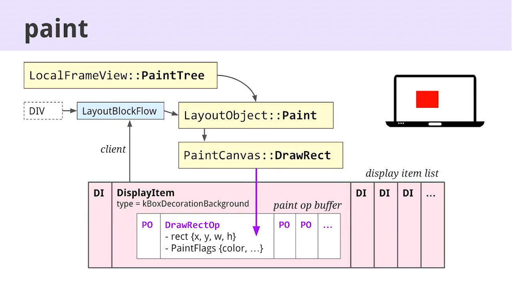Now that we understand the geometry of our layout objects, it's time to paint them. So paint records paint operations into a list of display items. A paint operation might be something like draw a rectangle at these coordinates in this color. There are multiple display items for each layout object, corresponding to different parts of its visual appearance, like the background, the foreground, the outline, et cetera. Notice that we're just building a recording of paint ops that can be played back later. We're not actually executing them yet. And we'll see why that's useful in a little bit.